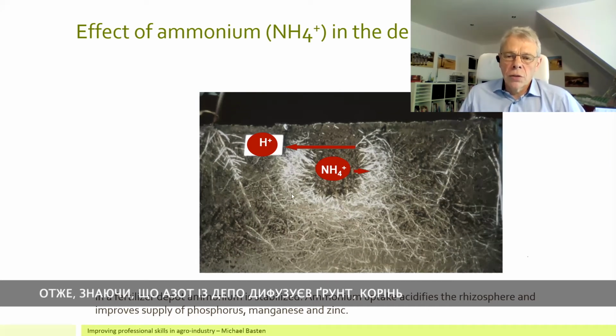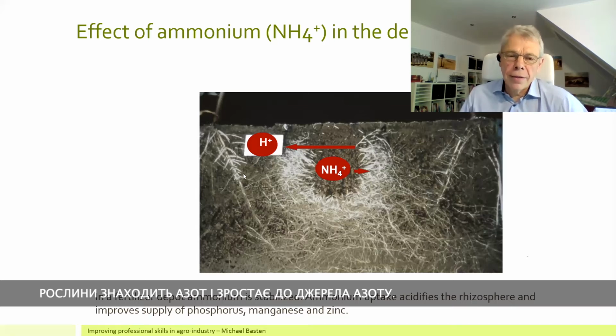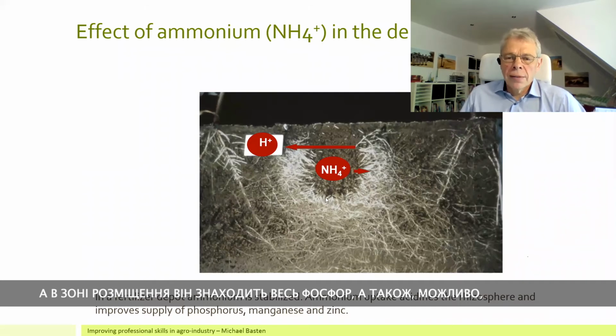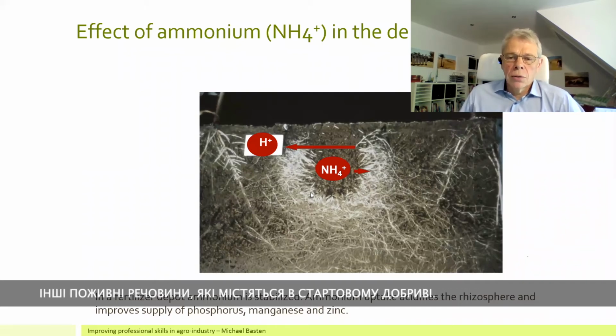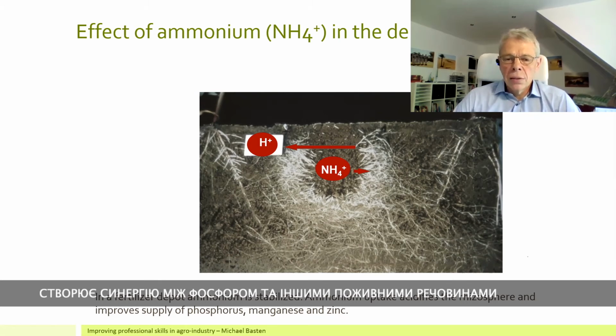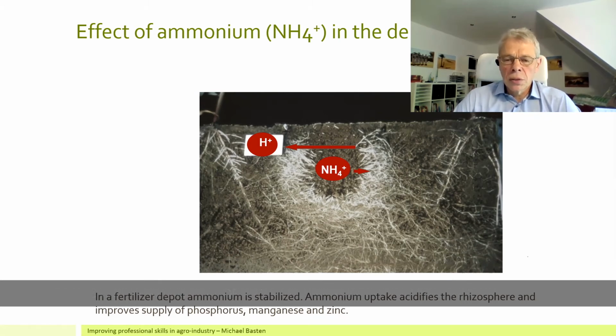So the nitrogen from a depot diffuses into the soil. The crop root sees it, finds the nitrogen and grows towards the nitrogen source. So it directs the roots towards the placement zone, and in the placement zone it finds all the phosphorus and also maybe other nutrients which are in the starter fertilizer. Therefore, the ammonium form or urea form in a starter fertilizer creates a synergy between the phosphorus and other nutrients and makes the starter fertilizer more efficient.